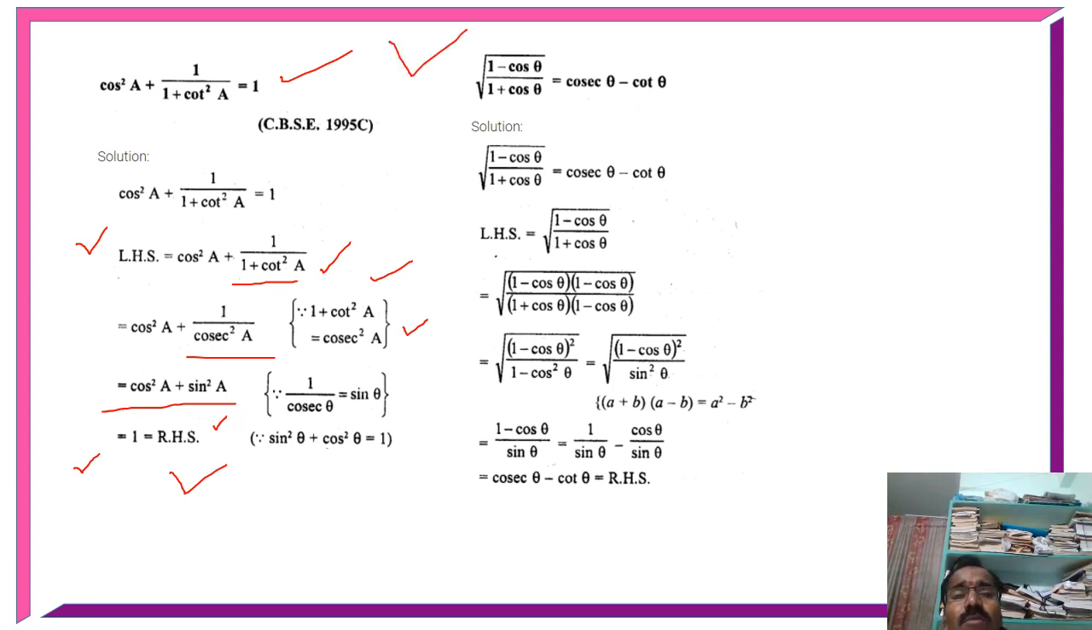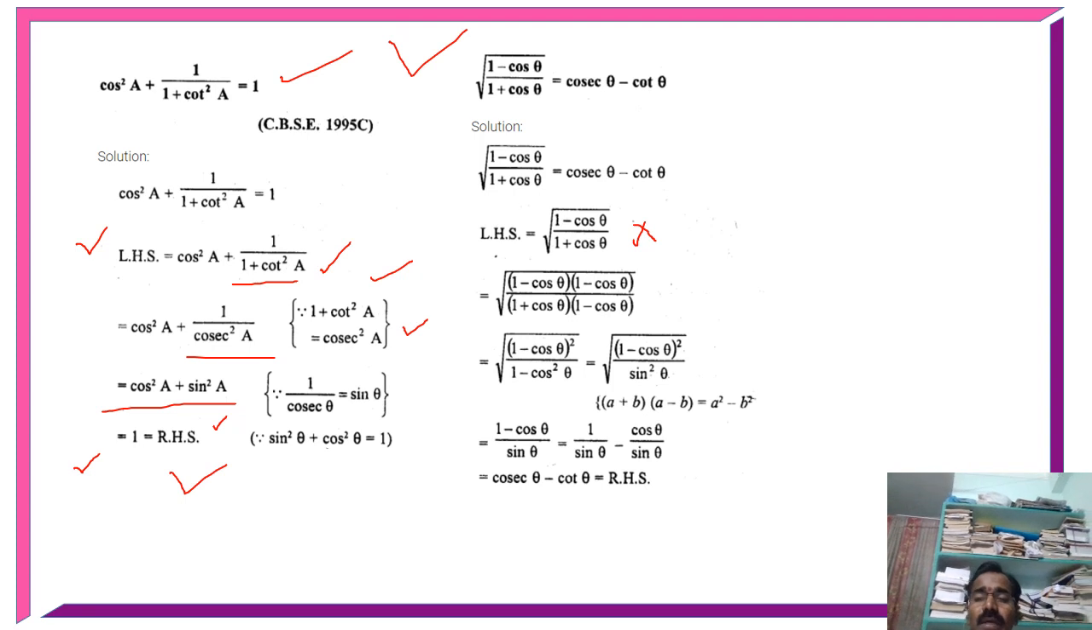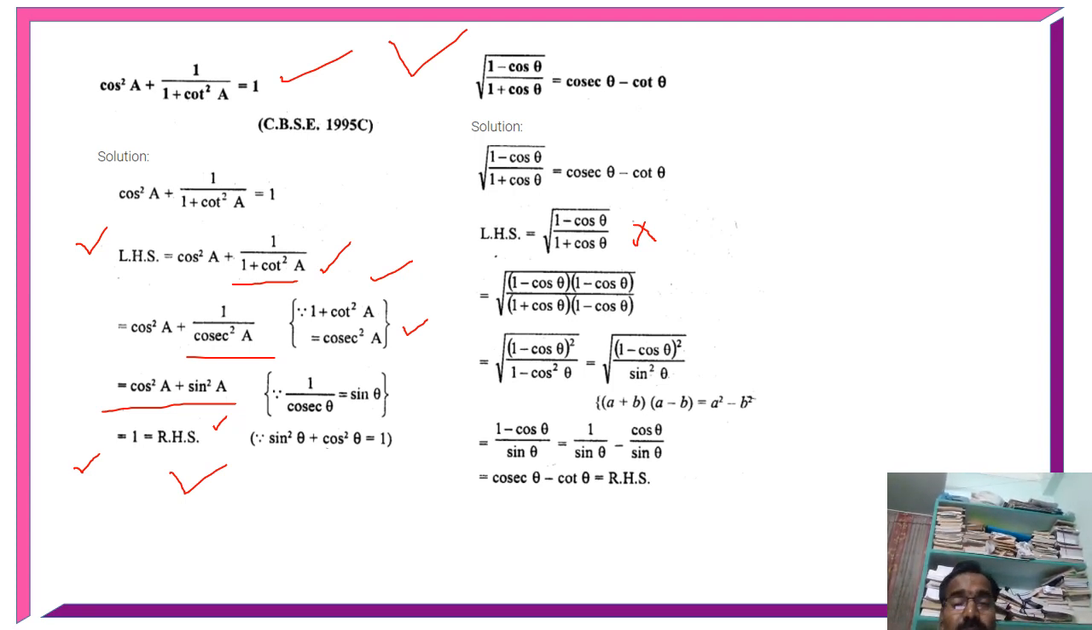Next problem is given, prove that root over 1 minus cos theta by 1 plus cos theta equals cosecant theta minus cot theta. To prove this one, let us take LHS and rationalize the denominator. What is the rationalizing factor? In class 9 you learned, if the denominator is in the form of a plus b, we multiply by a minus b, both numerator and denominator.